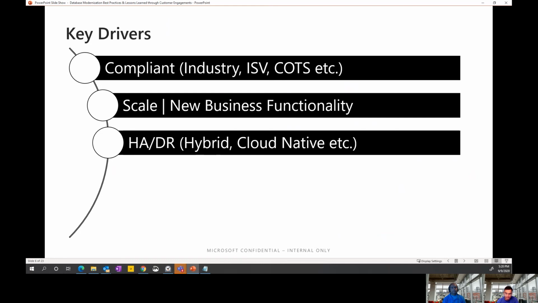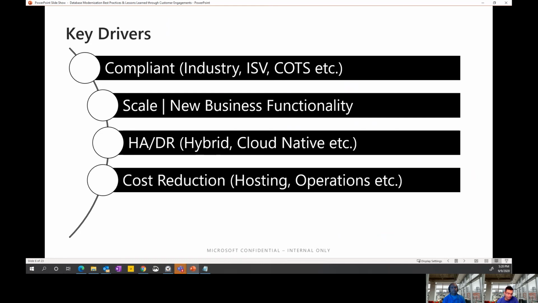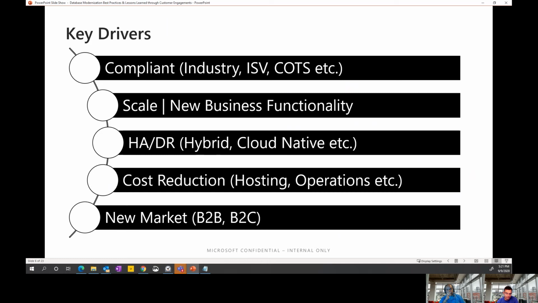so that I can do extra activities in the cloud, leveraging the cloud value proposition. And then of course, cost reduction. Everybody is hard pressed to reduce their capex and opex, be it for hosting expenses or for operations. They're looking at these modernization drivers. I have already talked about new market reach, B2B or B2C. There are many large modernization implementations ongoing right now that are being triggered by new market requirements.